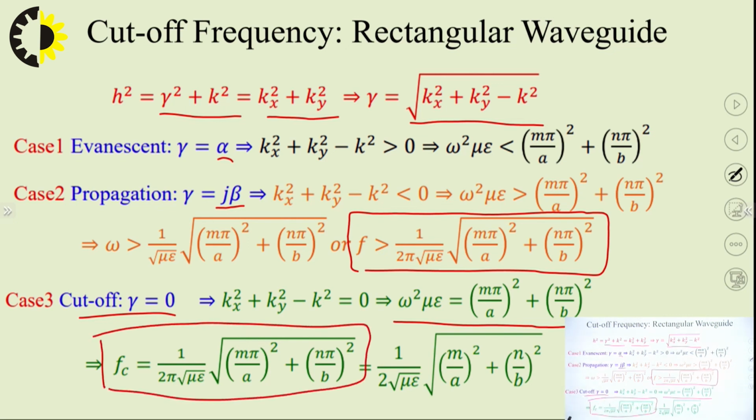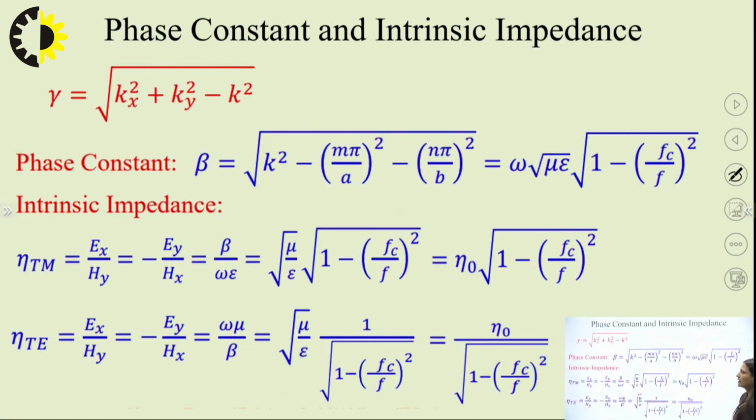fc is 1 upon 2 pi under root mu epsilon, times the square root of (m pi by a) square plus (n pi by b) square. In the simplest form, it can also be written in this way. Phase constant beta is defined as under root k square minus (m pi by a) square minus (n pi by b) square, or omega under root mu epsilon times under root 1 minus (fc upon f) square. Intrinsic impedance can be found by Ex by Hy or minus Ey upon Hx. So finally it comes out to be eta naught under root 1 minus (fc upon f) square.